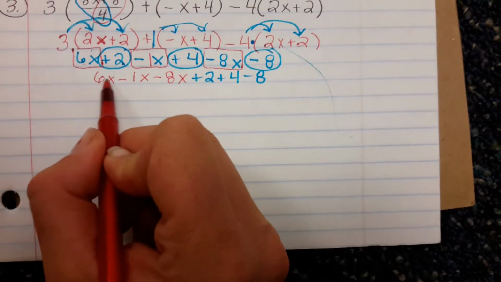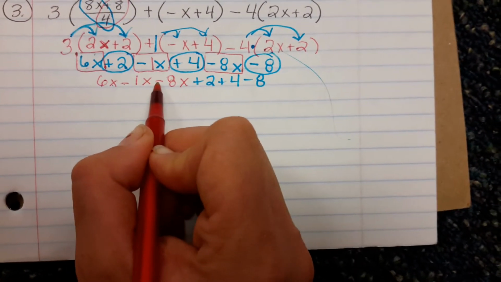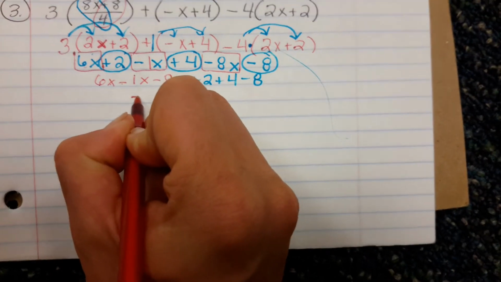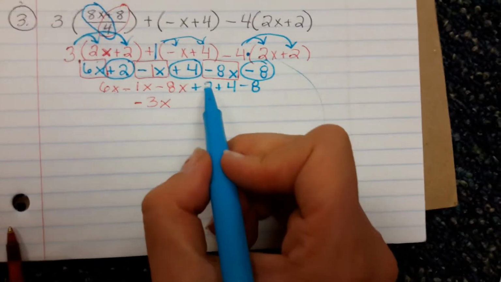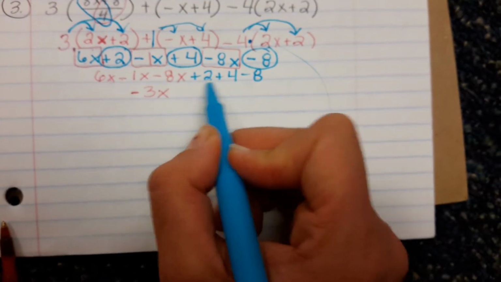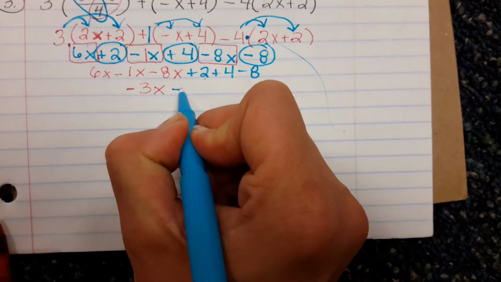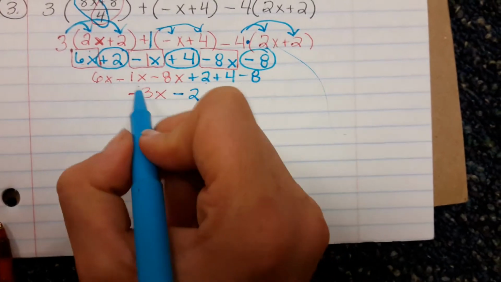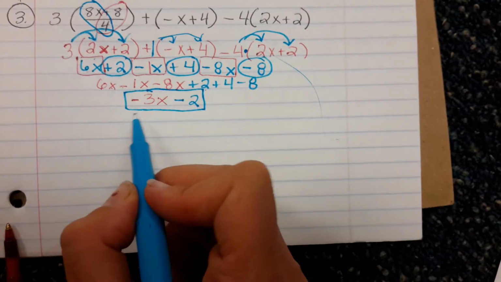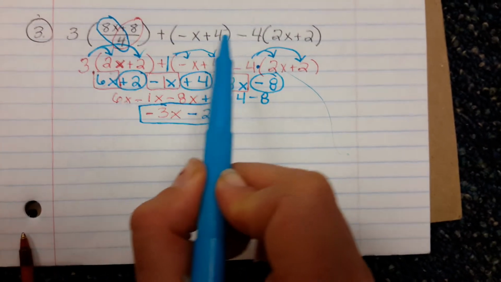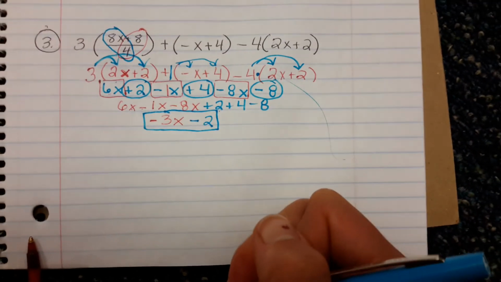So let's think 6x minus 1x. 6 minus 1 is 5. 5 minus 8. Bigger number is negative. It's going to be negative 3x. Now let's kind of do this in one step. 2 plus 4. Positive 2 plus 4 is 6. 6 minus 8. Bigger number is negative. It's going to be negative 2. I cannot combine those because they aren't like terms. So that's my final answer. I simplified this giant ugly expression down into a simple 2-term expression. That's really cool.